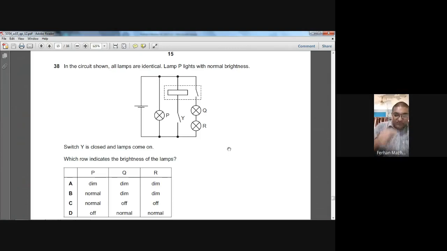In the first situation, there was only one lamp connected, lamp P only. This switch was open, and it was at normal brightness. Then we closed this switch. This is a relay. It will become an electromagnet and attract this toggle, so this switch will also be closed, and the current will also start flowing through this portion.